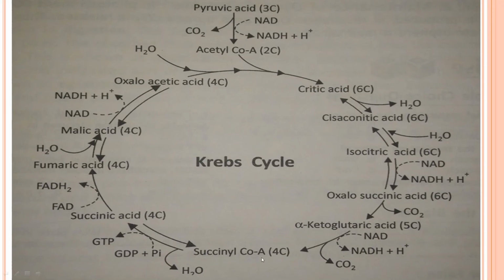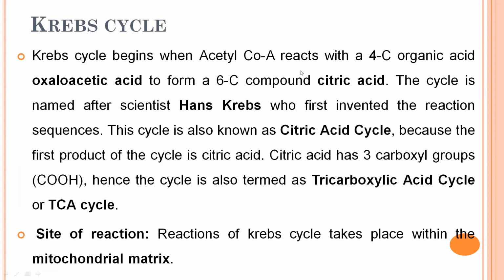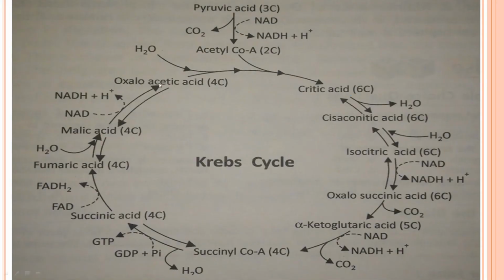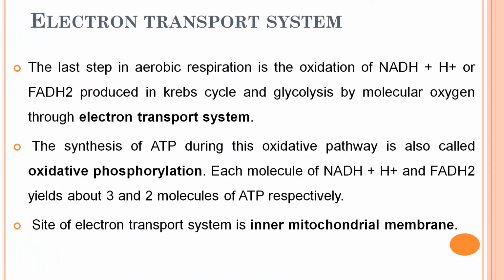Then succinyl CoA is formed from alpha-ketoglutaric acid. Now from succinyl CoA, this side, SFMO: succinic acid, fumaric acid, malic acid, and oxaloacetic acid. From here again this is formed. Acetyl CoA reacts with the 4-carbon organic compound oxaloacetic acid to form the 6-carbon compound citric acid. So from oxaloacetic acid again citric acid is formed. So this is a cyclic process. Got it?